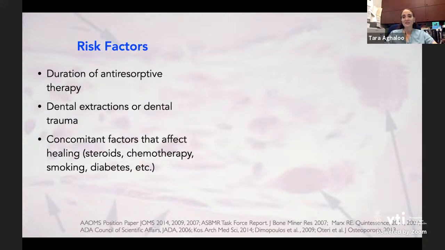So one group of patients that's significantly at risk are patients with certain autoimmune diseases, such as rheumatoid arthritis, because they're often going to be on steroids or other chemotherapy. And then they're also on an anti-resorptive, either for prevention of osteoporosis, or they may have osteoporosis as well. So this is a group of patients that is potentially at even higher risk.